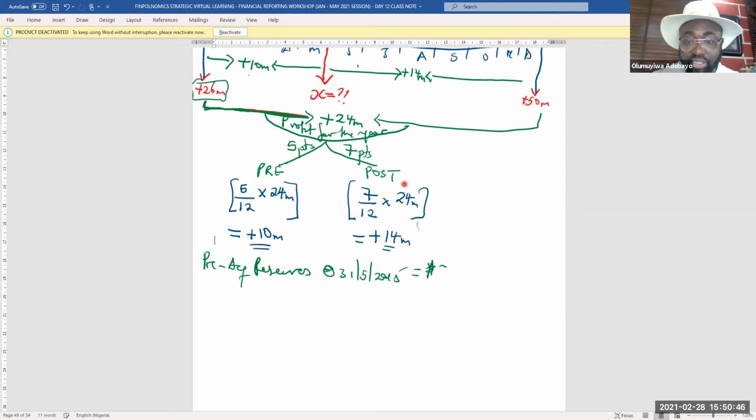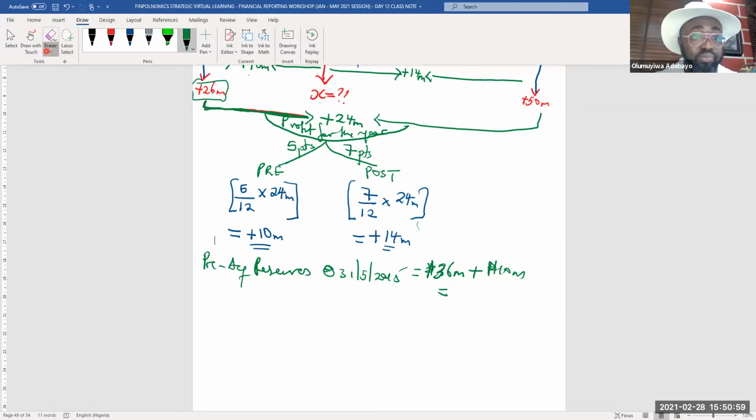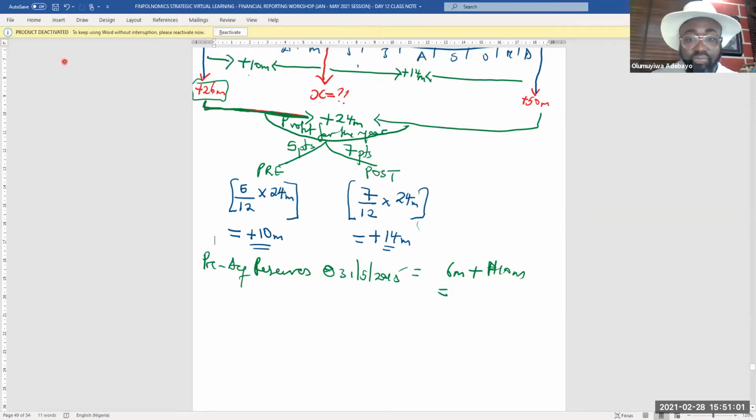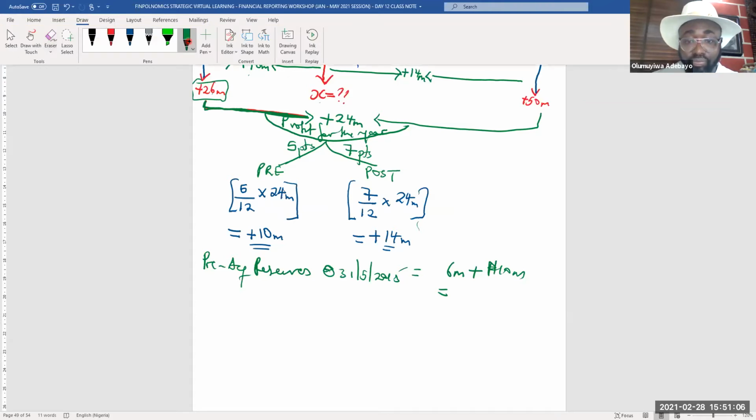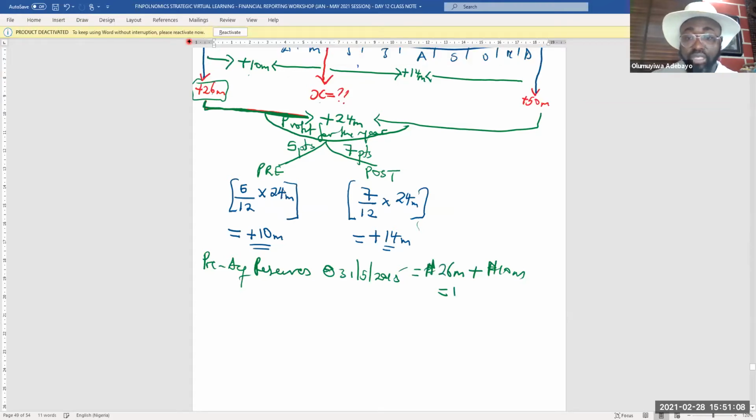Which means I'll come here and say 26 million naira plus what? 10 million naira will give me what? Sorry, 26 million, not 36. Will give me what? 36 million naira, which is my pre-acquisition, which means my X here equals what? 36 million.